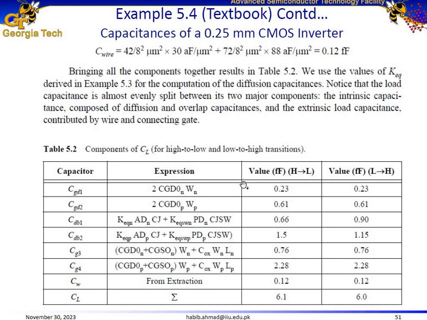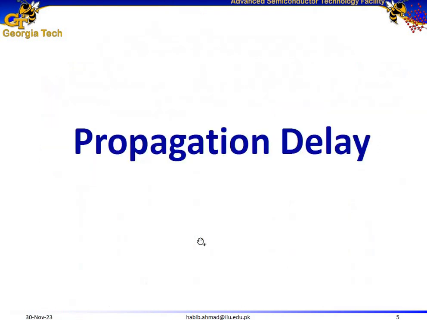transition capacitance. As I told you, these overlap capacitances would be equal for both high to low and low to high transitions. This would be the same as well. The gate capacitances are the same as well for high to low and low to high transitions. The wiring capacitance is the same. The only change you see is in the diffusion capacitances for high to low and low to high transitions, because the K equivalent value in all these cases is not the same.